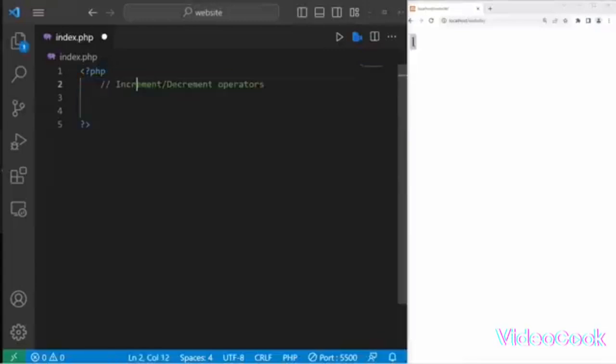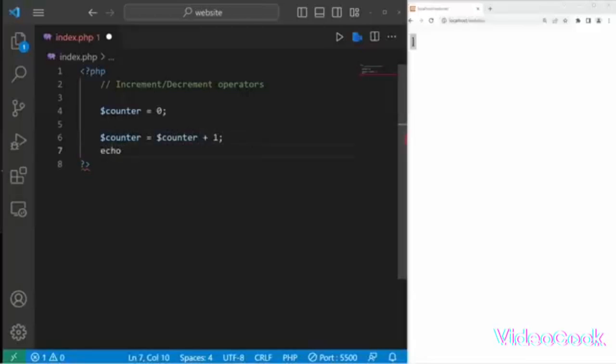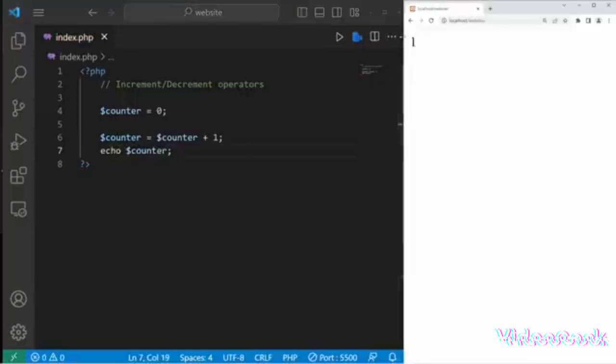Now we'll cover increment and decrement operators. I have a variable which we will name counter. I will set counter to be 0 to begin with. If I need to increment this variable by 1, as if we're counting, normally I would have to write an expression such as this. Our counter equals our counter plus 1. Then let's echo our counter variable. So the result is 1.